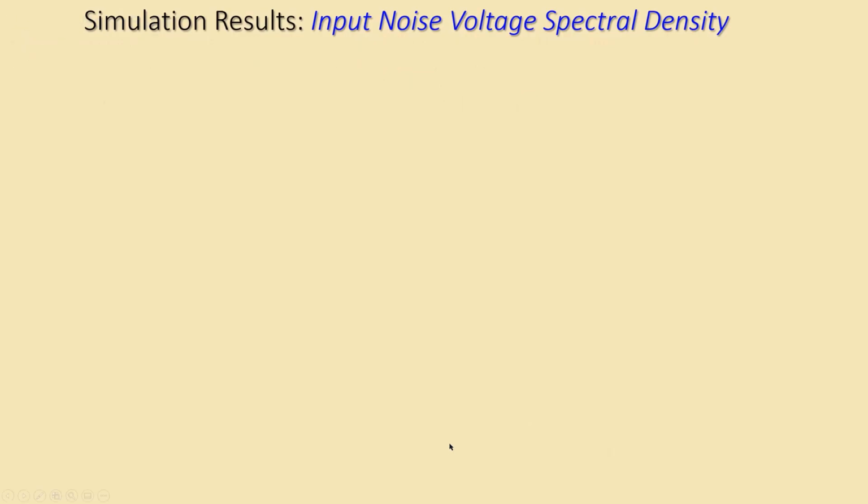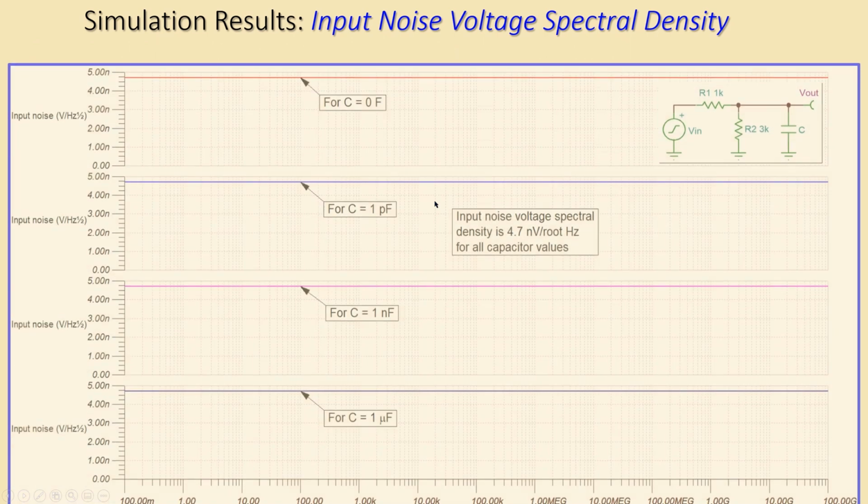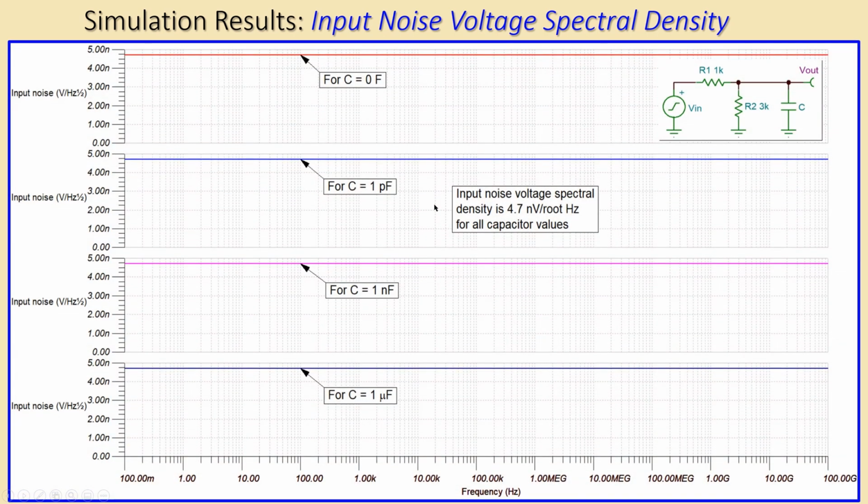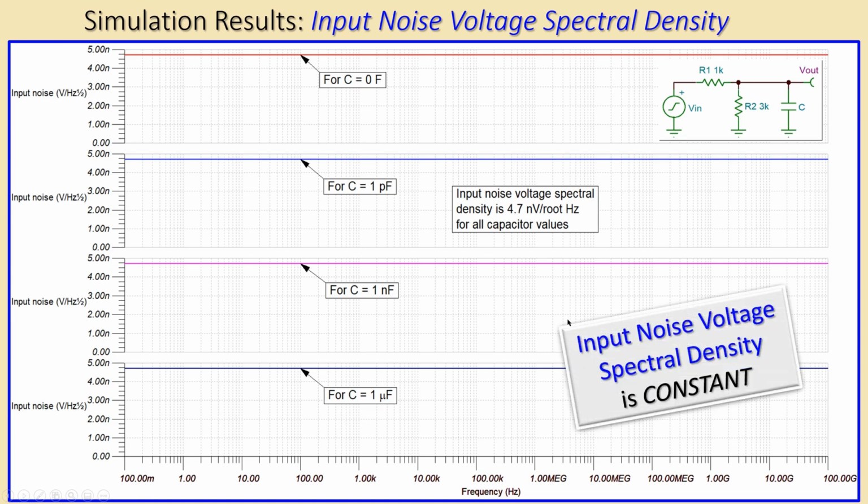Okay, let's look at the simulation result, starting with input noise voltage spectral density. As I said before, you can see that for different cases for the capacitor, this is the red one, this is the blue one. So the red one is actually for the capacitor is 0, 1 picofarad for the blue one, 1 nanofarad for the pink one, and 1 microfarad for the dark blue one. You can see that the value for each of these capacitors is 4.7 nanovolts per root hertz for all capacitors. So actually, input noise voltage spectral density is constant, as we have discussed.